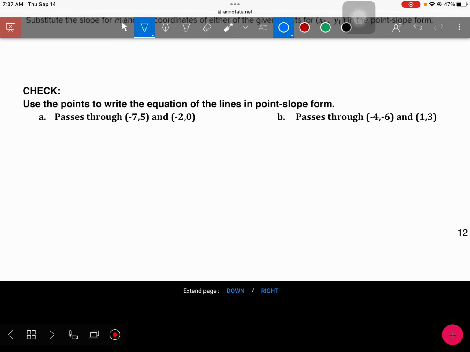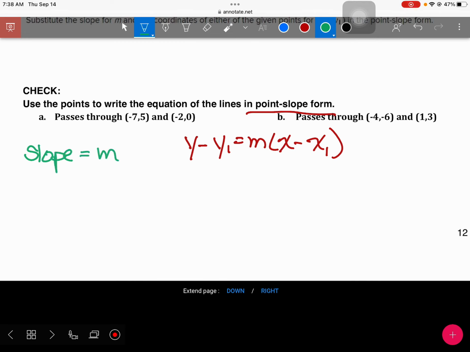Use the points to write the equation in point slope form. I'm going to write point slope form here just to help remind me this is what I'm trying to get to. I don't have the slope, so I need to find my slope first, which I know is m. If I go back up to the top, slope is y sub 2 minus y sub 1 divided by x sub 2 minus x sub 1. Change in y divided by the change in x.